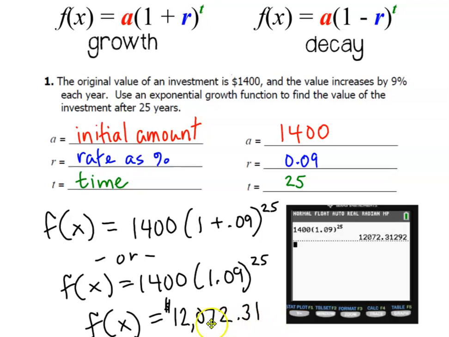$12,072.31 will be how much the investment is worth in 25 years. I'm sorry. $1,400 in 25 years is going to turn into $12,000? That's incredible. All right, let's take a look at another example.